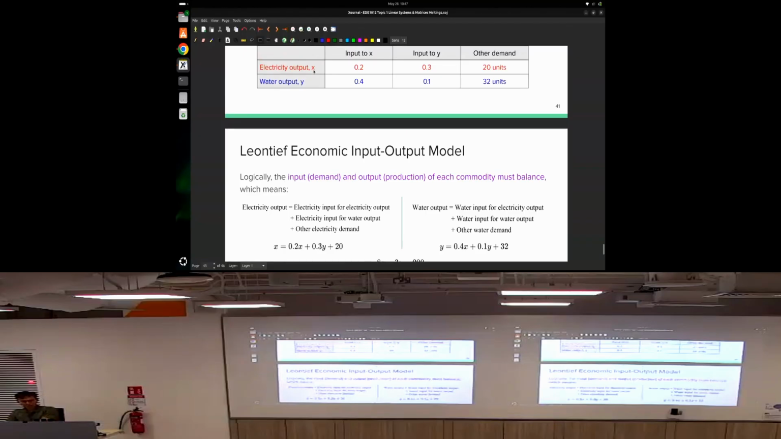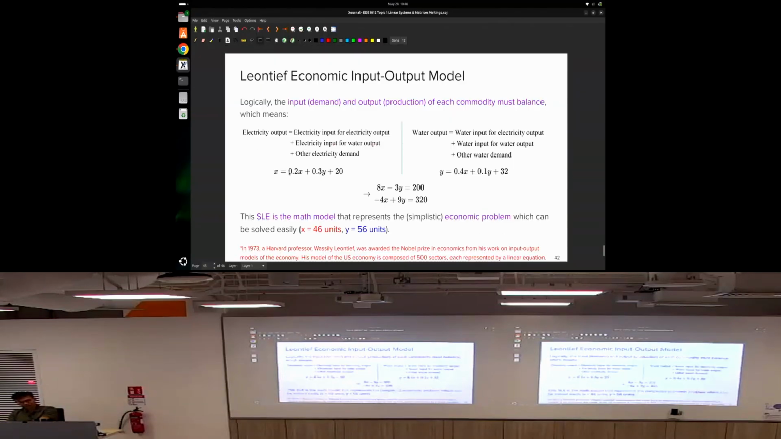So the output X, the electricity output, must be 0.2 times X. That means 20% will go into the electricity production. Then plus 0.3 of Y. You see 0.3 of Y here. But you need to satisfy the 20 units of consumer demand, so it must be plus 20 here. Okay, so production equals consumption. Input must be equal to output.